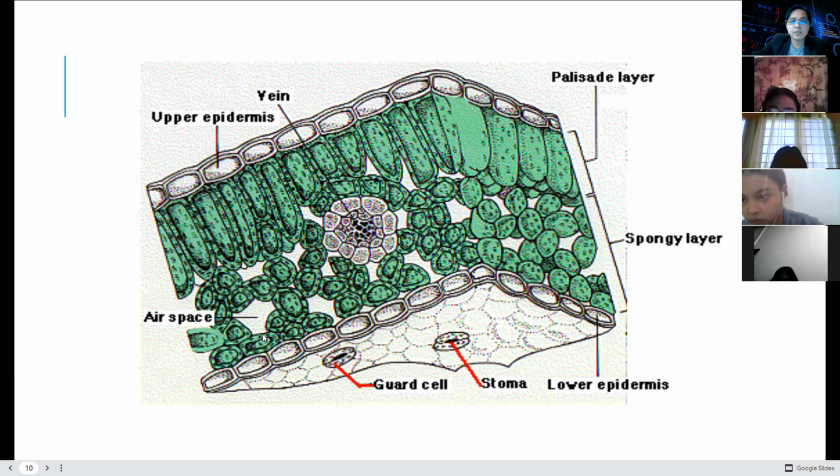Palisade. Okay? Air spaces also is in there. The veins there, this one, supplies the plant with nutrition, with water and minerals. The stoma, the lower epidermis, the guard cells. In the upper part, you can also see the upper epidermis. The purpose of this is to ensure the plant is protected.